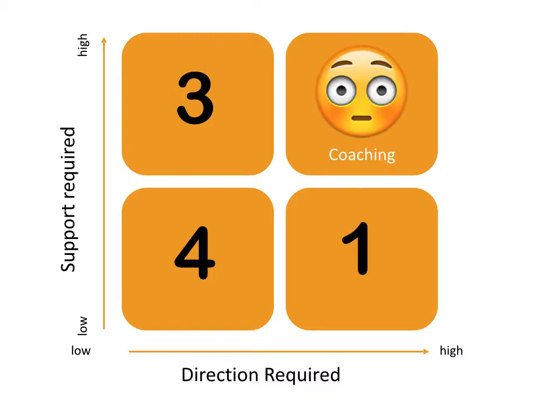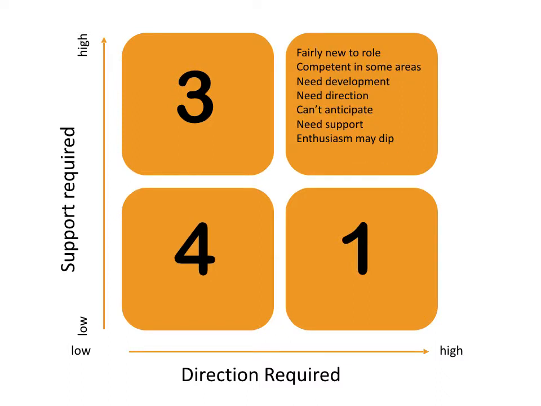Block 2 is known as coaching. And here the leader needs to provide very clear direction with plenty of support to assist in finishing the task. People who fall into this block are still usually new to their role. They are competent in some areas, but they still need a lot of direction and support for development. They are not at a level where they can anticipate what needs to be done, and often their enthusiasm may dip when they realize that there are big challenges that they will need to face.